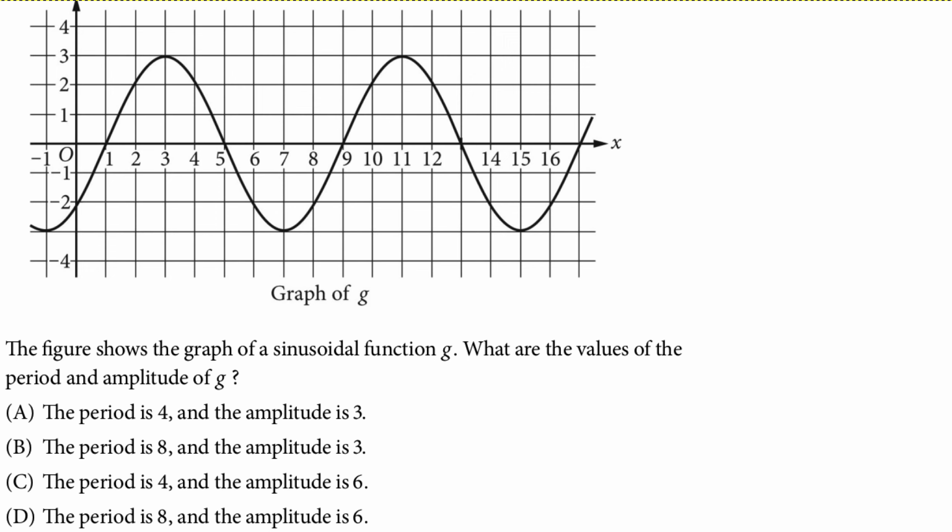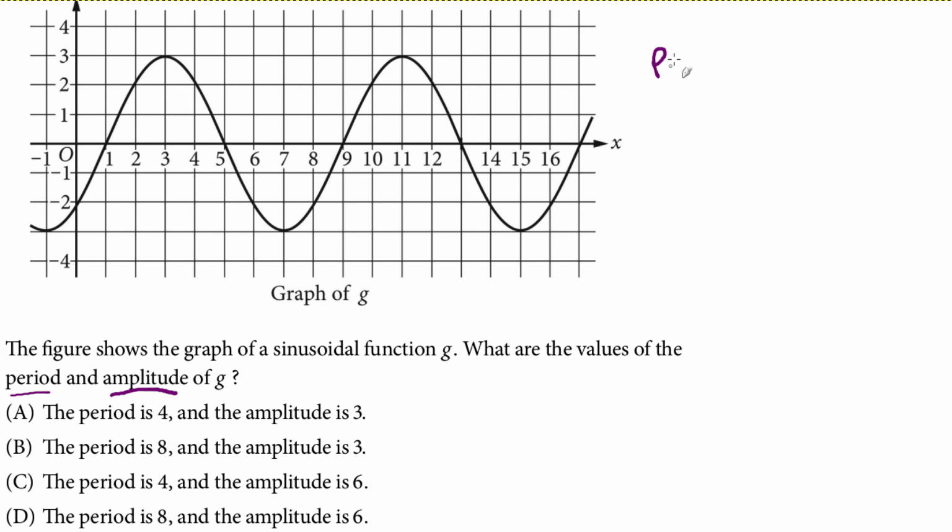Have a sort of basic entry level trigonometric graph problem. And let's see what we've got here. So it says the figure shows a graph of a sinusoidal function g. What are the values of the period and the amplitude of g? Okay, so period is how often it repeats.